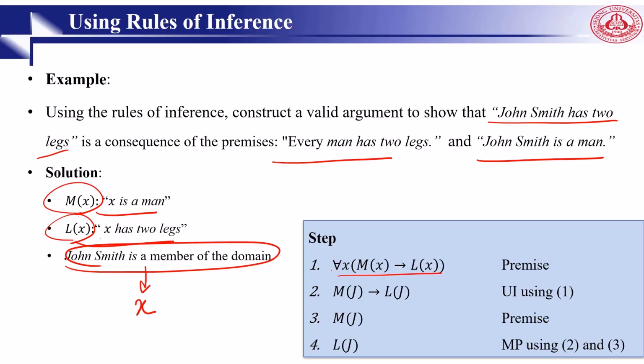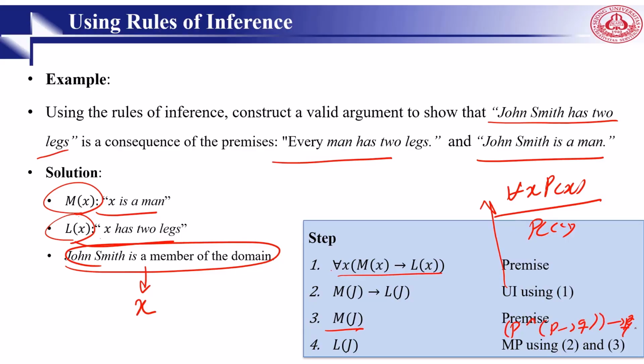Based on this, then using UI, what was UI? UI was simply: for all x P(x), we can conclude P(c), right? Based on this, then we say that M(j) implies L(j), right? Then M(j), John Smith, for example, then we say using MP, right? MP was what? P, and P implies Q, then Q, right? L(j) is correct. Why? Because here we say M(j) implies L(j), and we come to M(j) as here, then we can conclude when M(j) implies L(j), then L(j) is true as well.